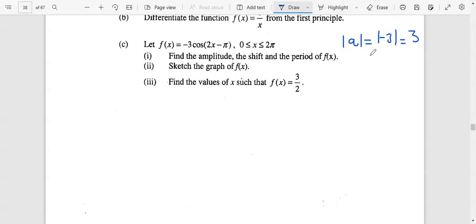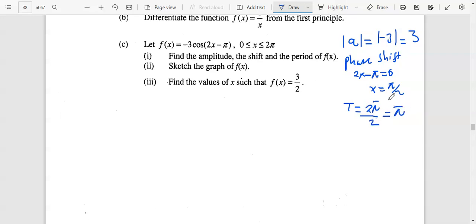And then the phase shift, just equate what is inside to 0. So when you equate what is inside there to 0, that is 2x minus pi being equal to 0, you find that x is equal to positive pi over 2. Then the period is given by 2 pi over b. The b is the number in front of x, which is a 2, meaning that the period is pi. Now I want to sketch the graph of f of x.